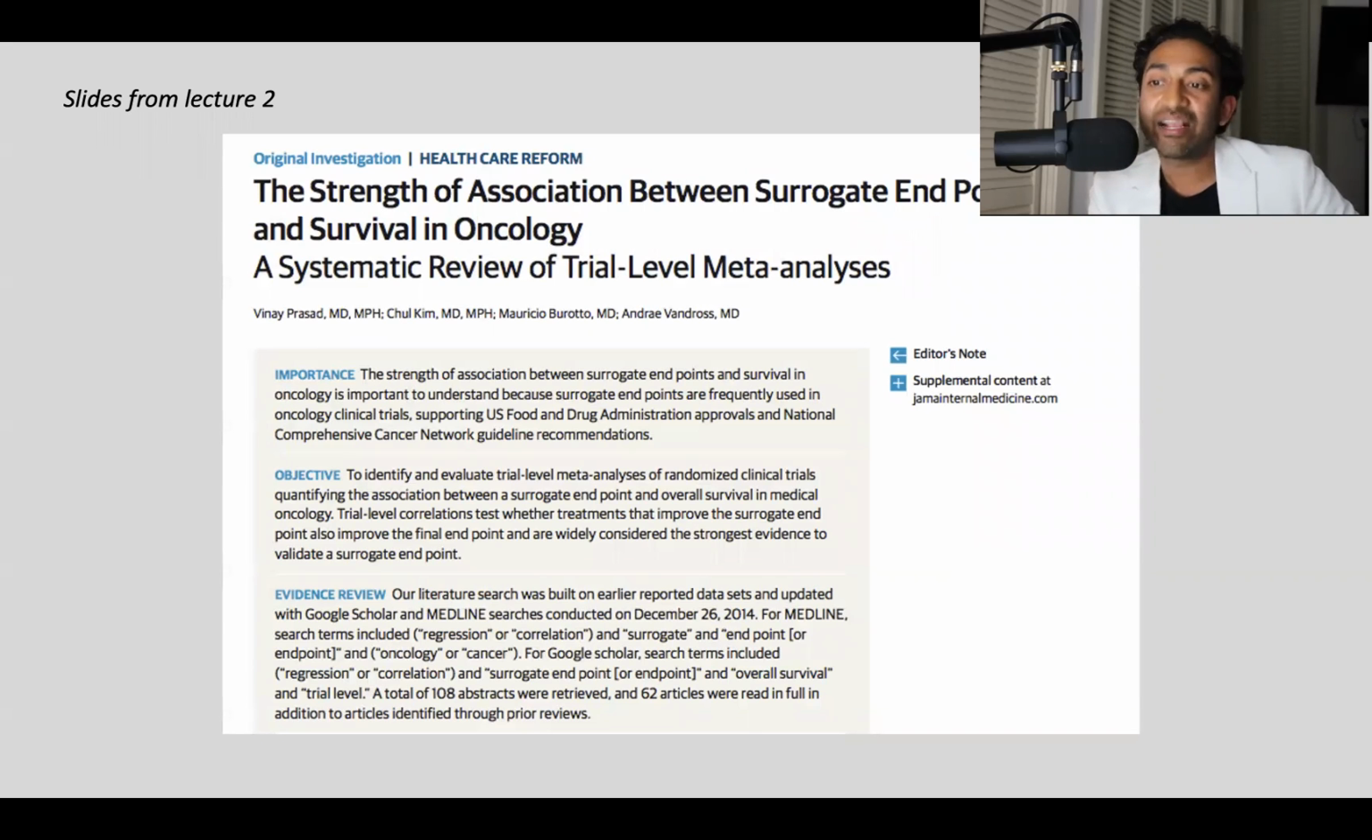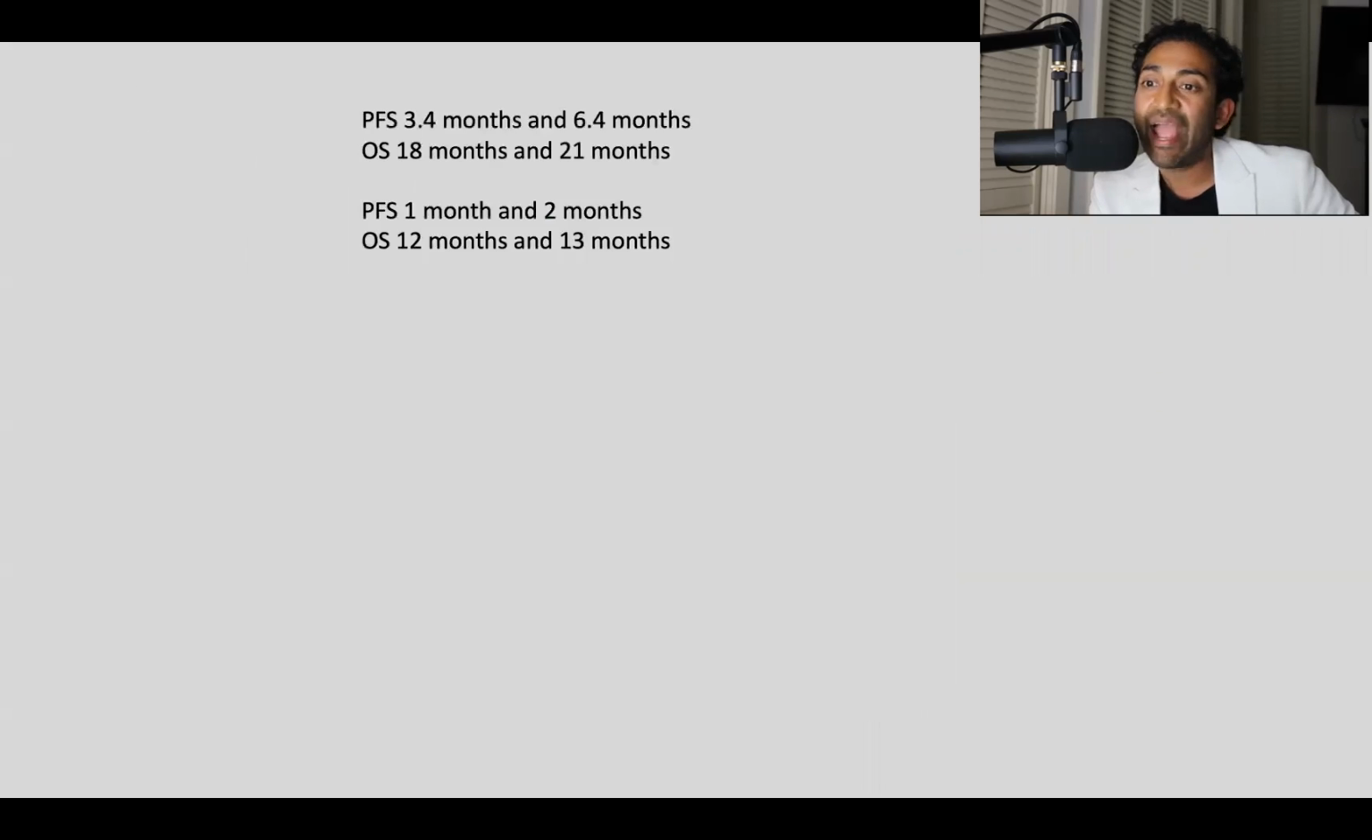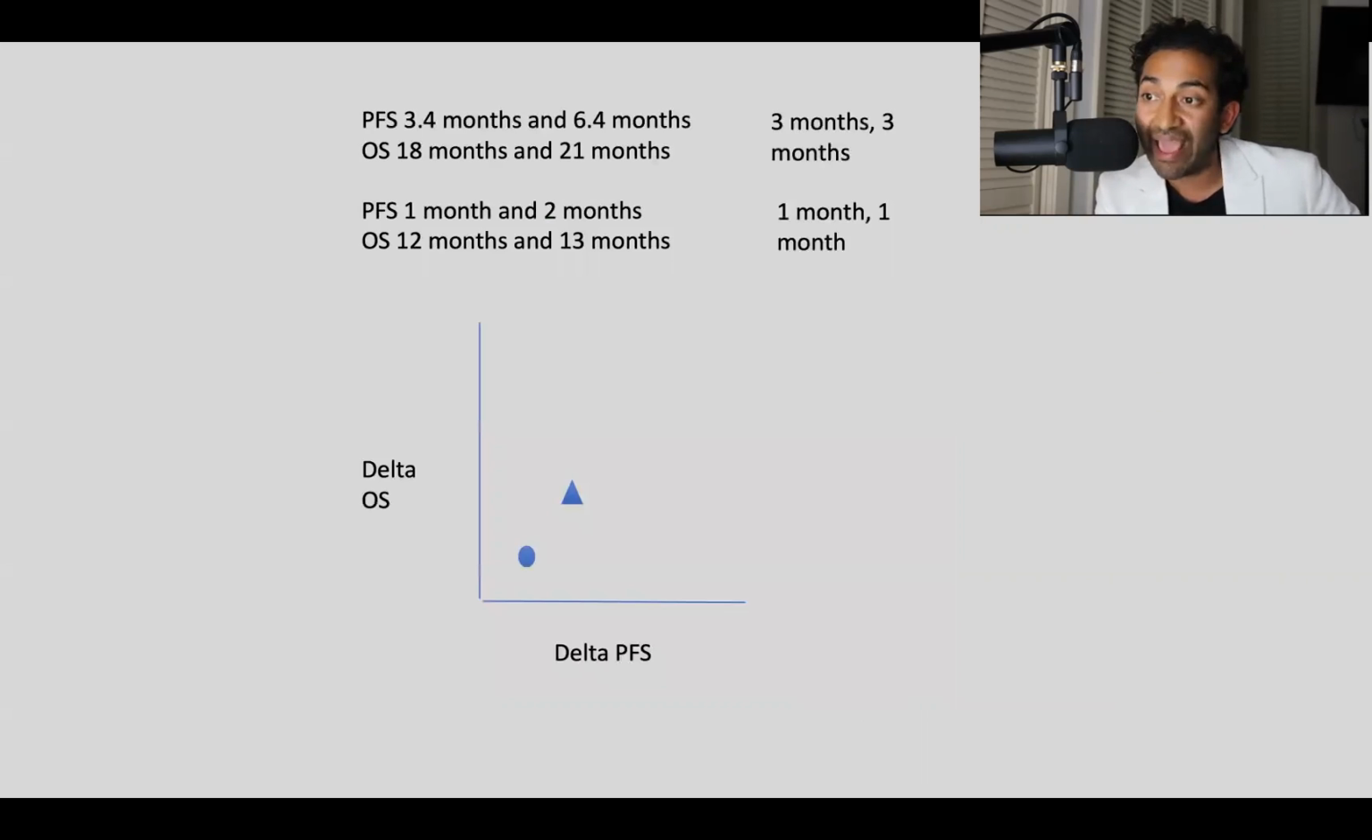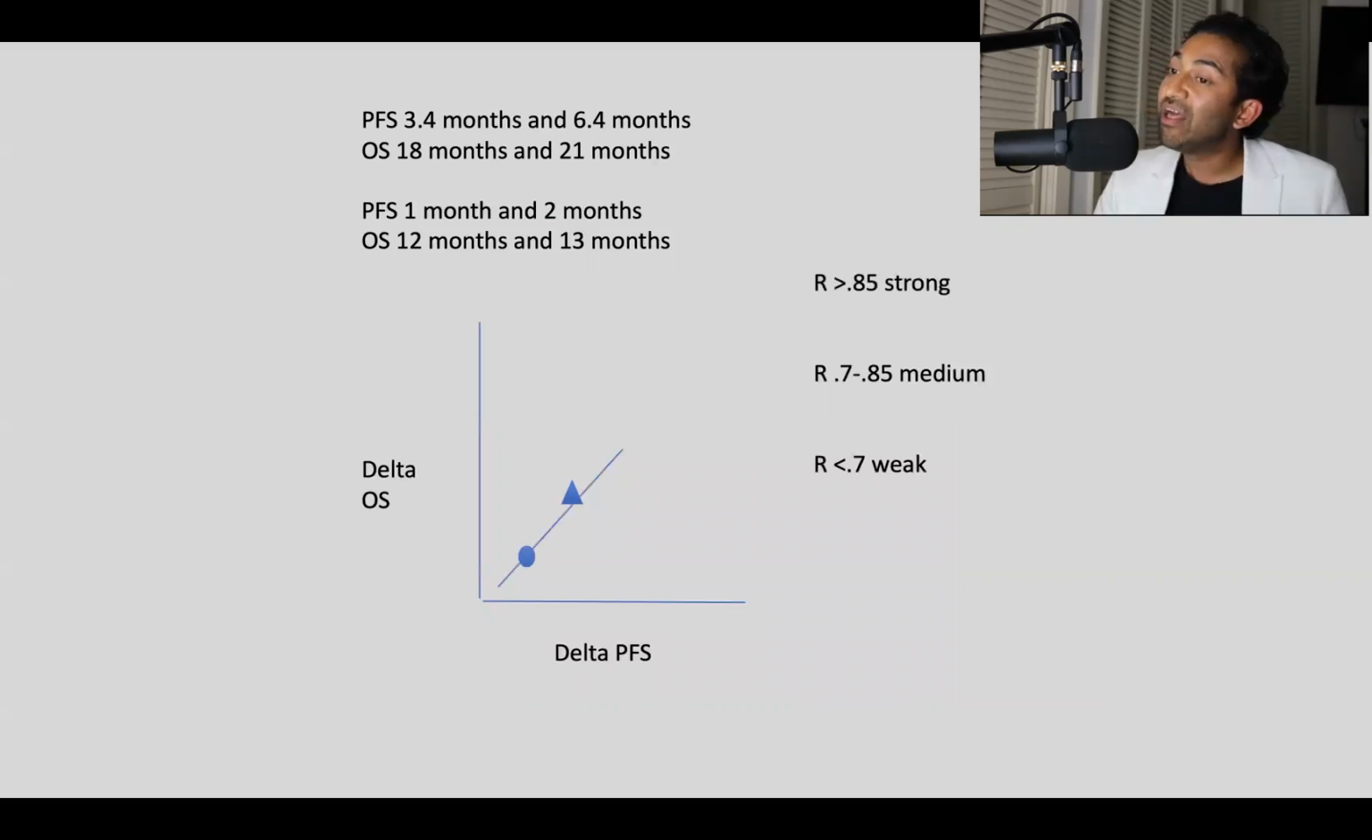Now, remember, I talked to you about trial level validation. And so we imagined all of the randomized controlled trials in a space. We plotted them on an axis. There was a delta PFS, a delta OS. You could have replaced that with hazard ratio. You perform linear regression. The way in which the points correlate, cluster on the line, tells you something. The R or R squared tells you about how strong or valid that surrogate validation is.